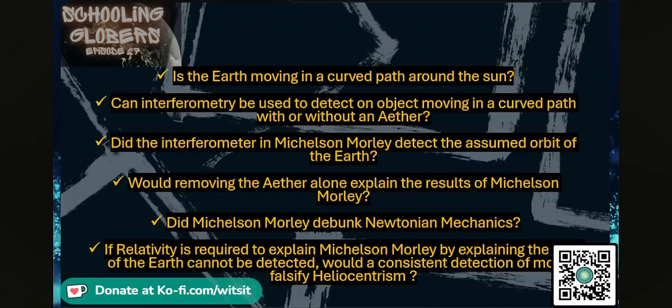So, did the interferometer in Michelson-Morley detect the assumed orbit of the Earth? And the answer is no. Now, sure enough, the modern claim is that it shouldn't. And Jesse wanted to make sure you guys all knew that, which I explained in the presentation before we opened it up, 4 times, in 4 different ways. Okay. So, anyway, would removing the ether alone explain the results of Michelson-Morley? The answer is no.